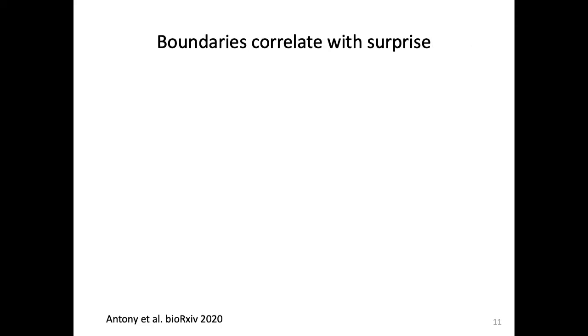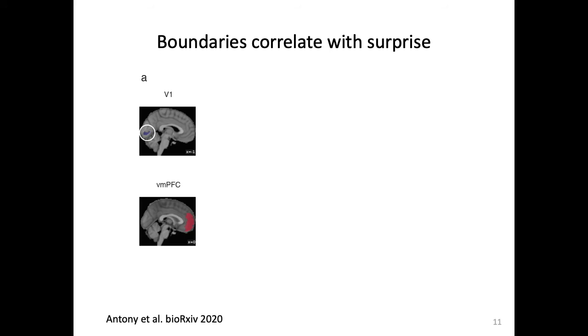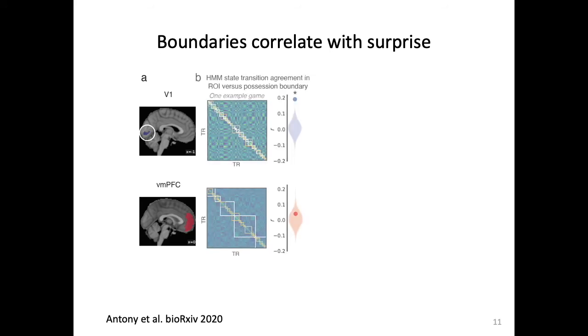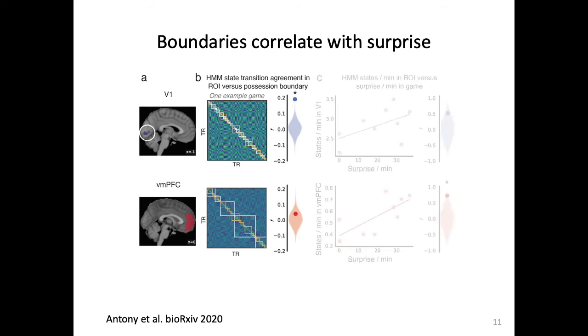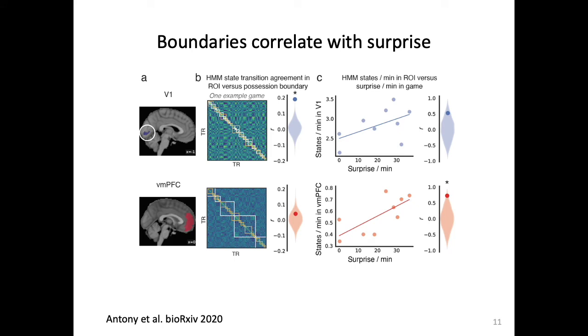A recent study by James Anthony and colleagues applied the HMM to data from subjects that were watching basketball games. They found that in V1, event boundaries corresponded well with moments when there was a possession change in the game. They found that in VMPFC, the number of event boundaries that was identified by the model as optimal was related to the amount of surprise in the game.